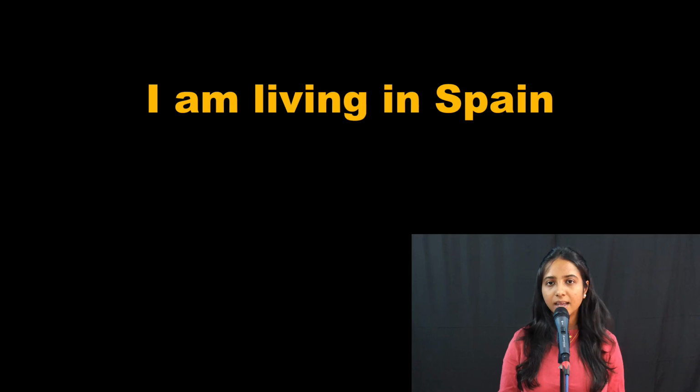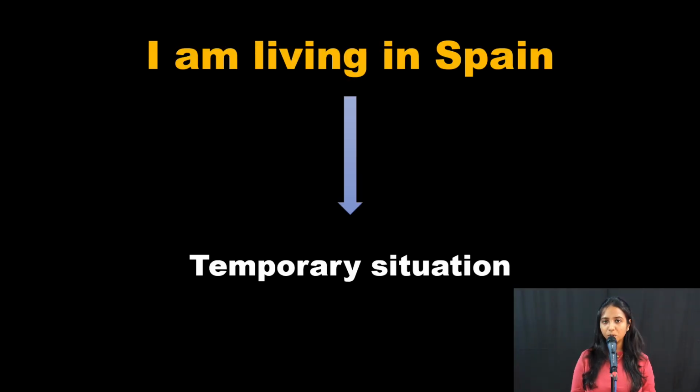So now, let's understand the usage of present continuous tense with the help of a few examples. The first example is I am living in Spain. What does this sentence mean? It means that I am living in Spain today, but I might move to London tomorrow. So it's talking about a temporary situation. In the simple present tense, when we use I live in Spain, it means that I am a permanent resident of Spain and I have no plans of moving out anytime soon. But in this sentence, it's talking about a temporary situation.